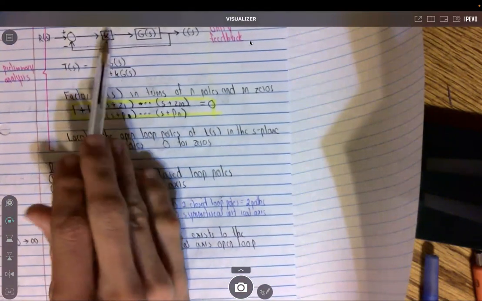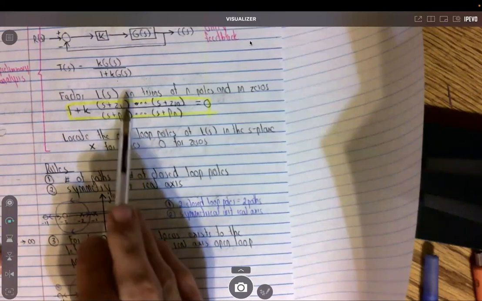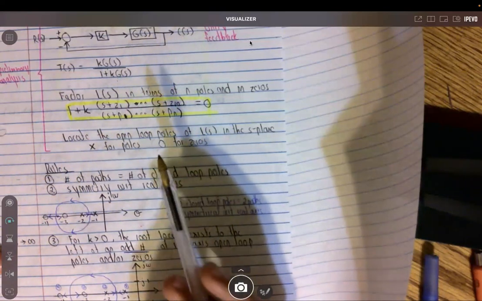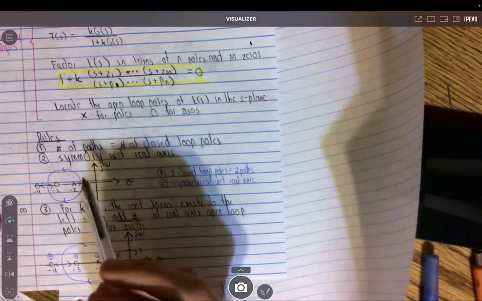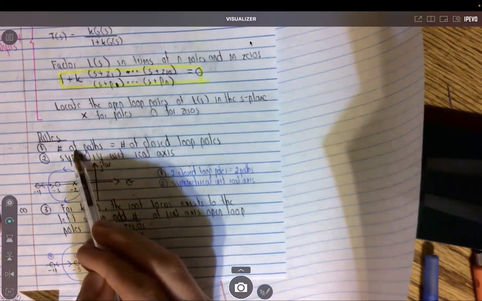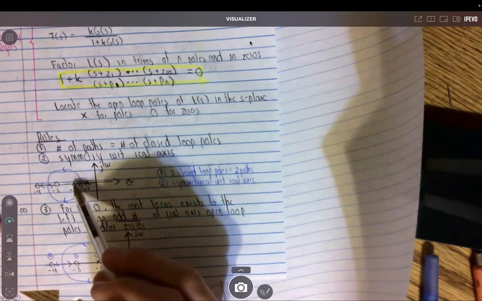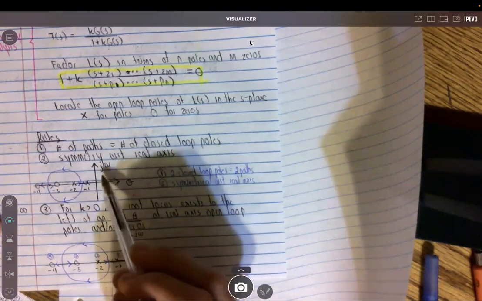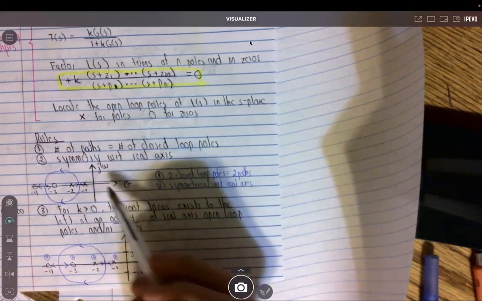So you're going to factor the L of s here in terms of your zeros and your poles. Then you're going to plot your zeros and poles, and so you get your open loop poles and zeros on a plot. Then you'll notice that rule number 1, the number of paths you have along your root locus, is equal to the number of poles. We have 2 poles here, so we have 2 paths you can take. It's symmetrical with respect to the real axis, meaning it's the mirror image when you flip it over this real axis here, sigma.